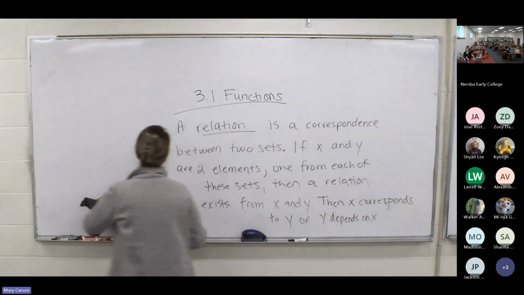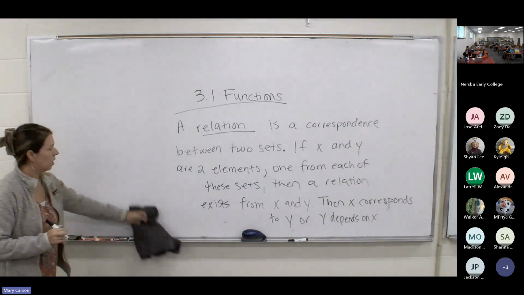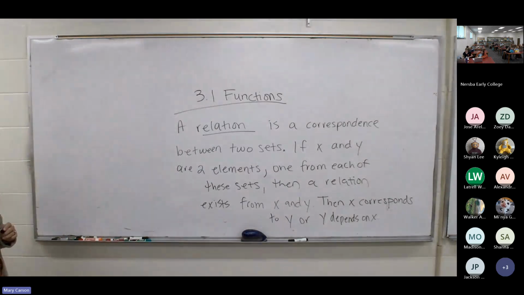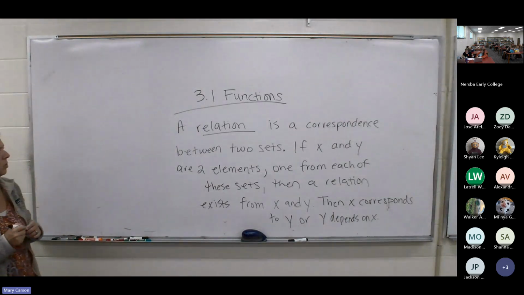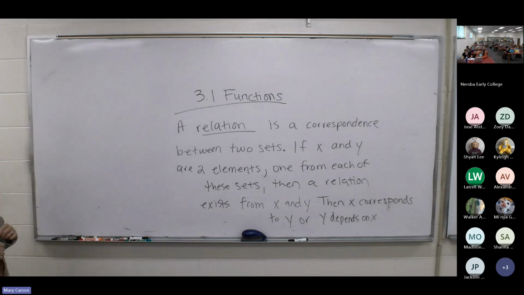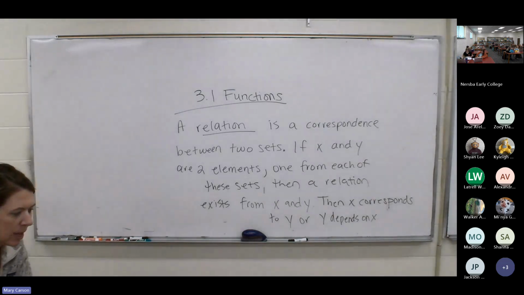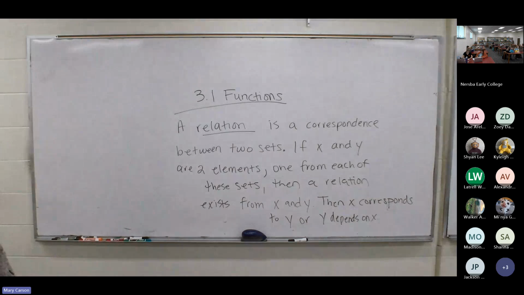All right, here's the mathematical definition of a relation. A relation is a correspondence between two sets. If X and Y are two elements, one from each of these sets, and a relation exists from X to Y, then X corresponds to Y, or you could say Y depends on X. Don't let this stress you out. You've seen what a relation is. I'm going to show you some examples of this.